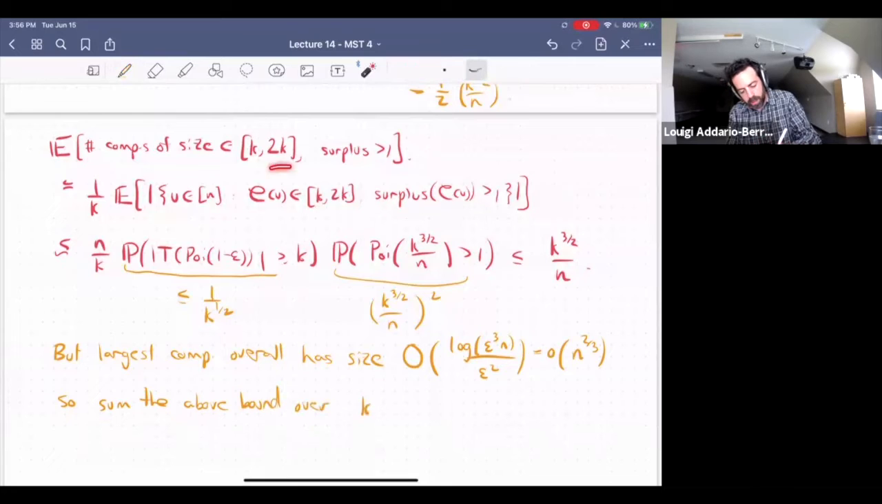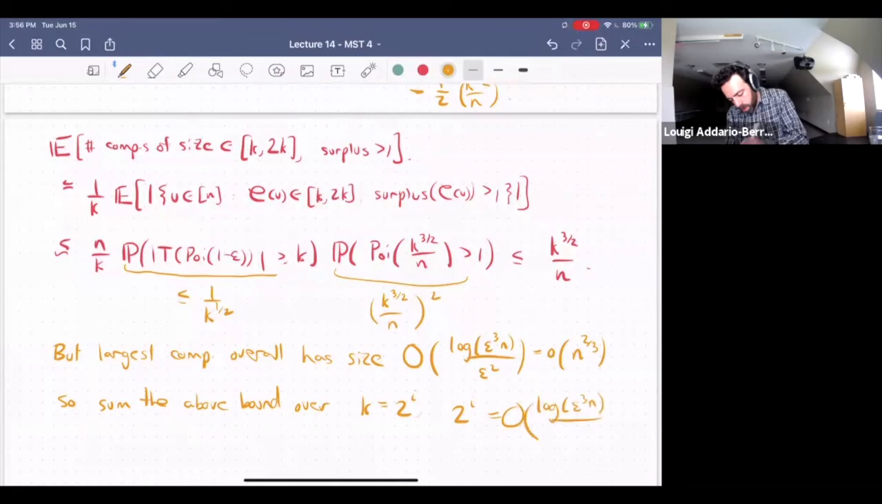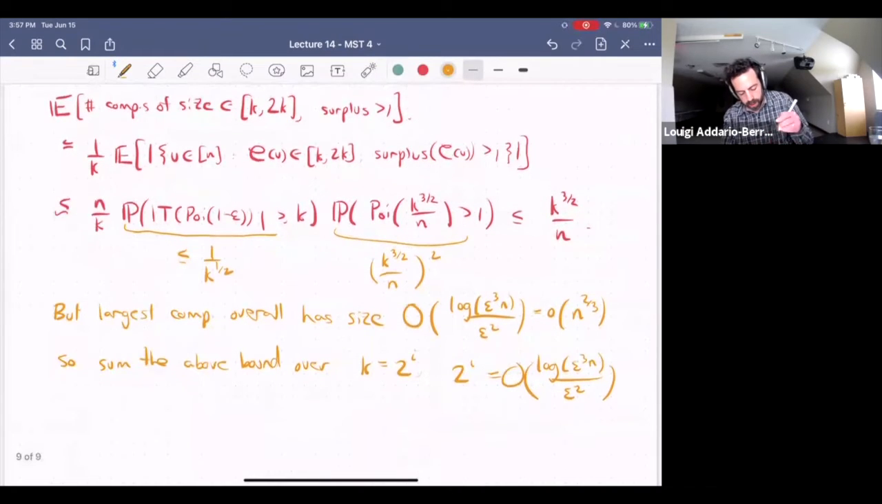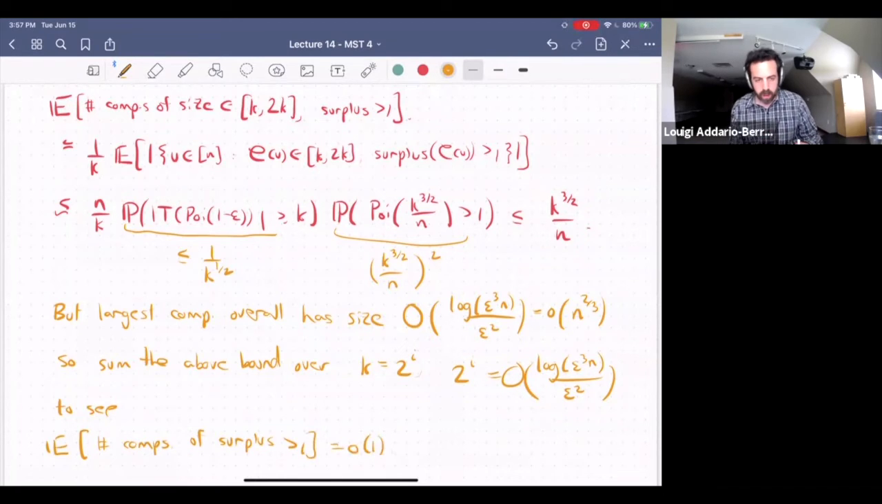The reason we did these dyadic intervals is so that we can sum it over k of the form 2 to the i, where 2 to the i is now at most our bound here. Okay, and so even at the very largest value of k here, the contribution is little o of 1. And then as k decreases from the maximal value, the expected number geometrically decreases. So the sum overall is little o of 1. So the total expected number of components of surplus greater than 1 is little o of 1.